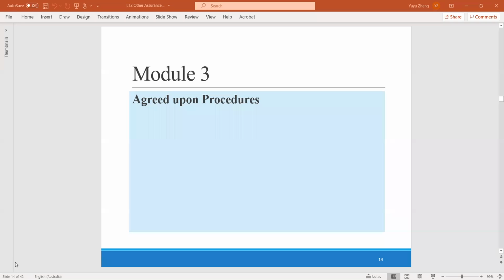Now, module 3, agreed-upon procedures. I'm not going to get into the detailed slides in this module. I just want to ask you a few questions. What is the level of assurance for agreed-upon procedures engagements? No assurance is provided.